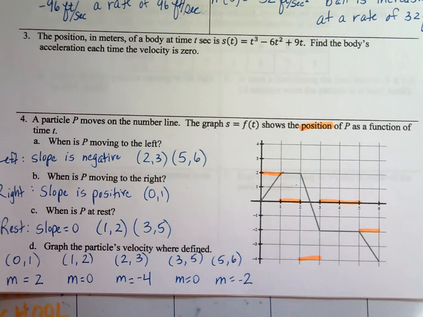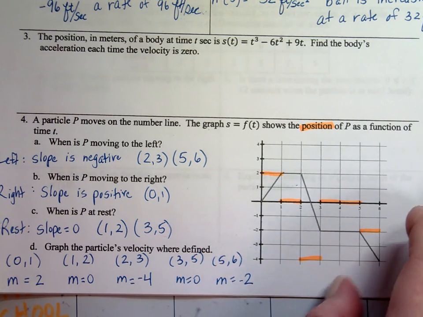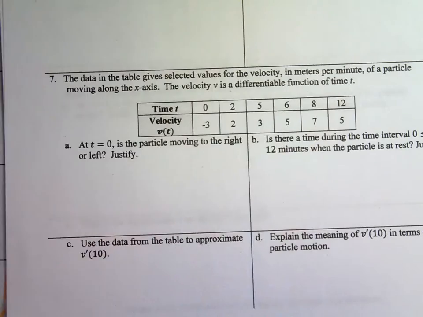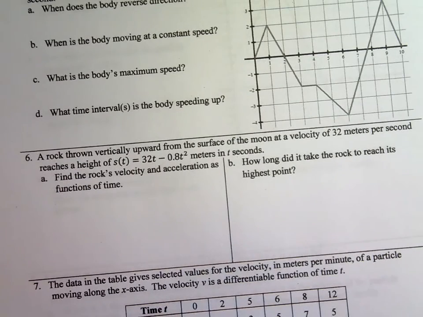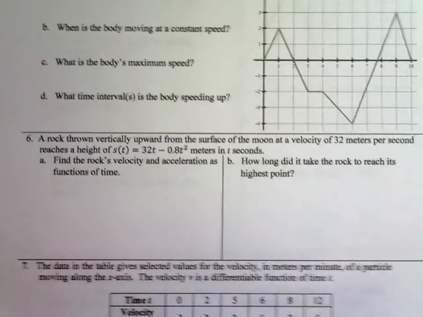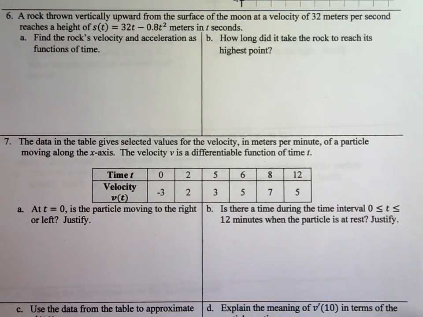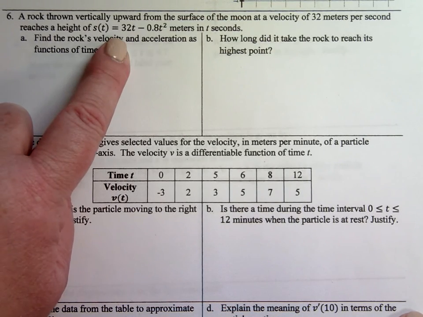Let's try number 7 next. We're getting close to done, kiddies. Number 7. I'm just trying to pick the ones that are a little different. So now they give us a table. So you see that's different than some of them where they give us an equation, some of them they give us a graph. This one's now a table.